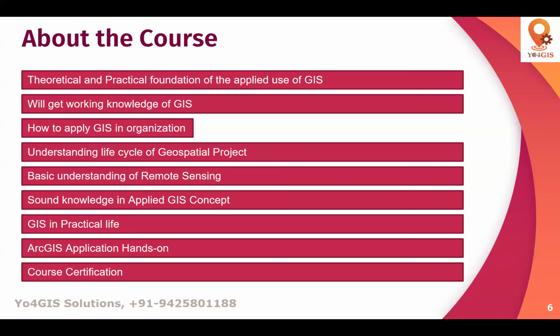Understanding the life cycle of a geospatial project: when we are going to execute any GIS project, any geospatial project, what are the major areas and major steps we have for any geospatial project? Then, basic understanding of remote sensing. What is remote sensing? Why are we saying this is remote sensing? And what are the main components of remote sensing? These things also we will cover.